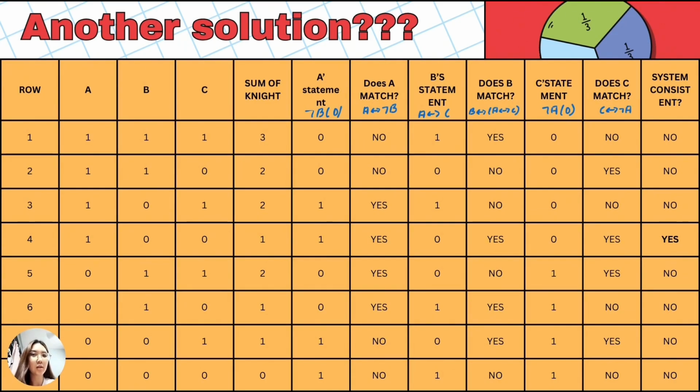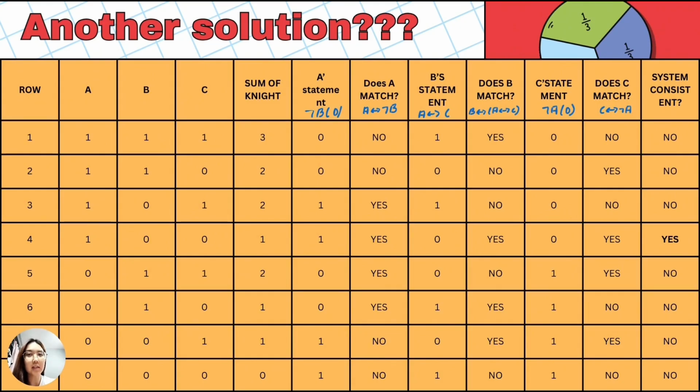So let's look at row 1. In row 1, A is 1, but the A statement is 0, so they are not a match. For example, in row 3, A is 1, and the A statement is also 1. So yes, they are matched.